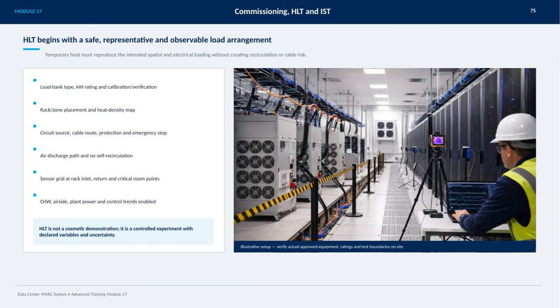The air discharge path must prevent any self-recirculation of heat to ensure accurate results. Sensors are placed strategically at rack inlets, return air points, and critical room locations to monitor conditions precisely. We also enable trends for chilled water, airside parameters, plant power, and control systems to track performance thoroughly. Remember, HLT is not just a cosmetic demonstration, but a controlled experiment with clearly defined variables and uncertainties. Finally, an illustrative setup on-site must be verified to confirm the actual approved equipment, ratings, and test boundaries before proceeding.